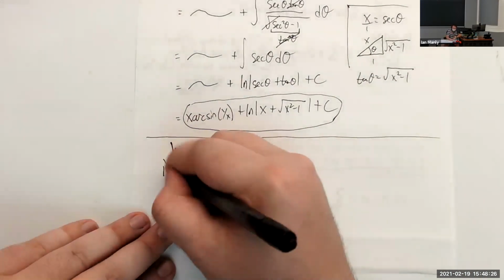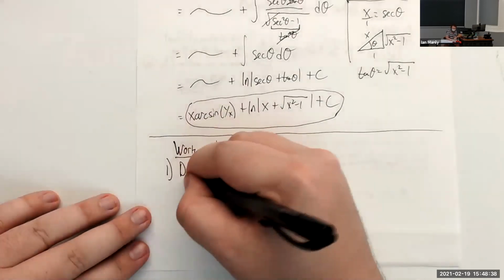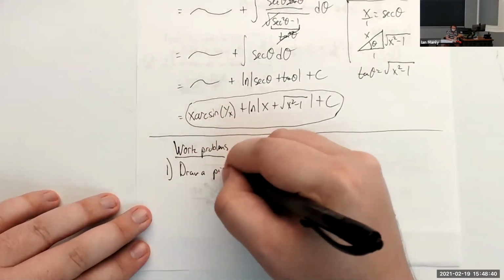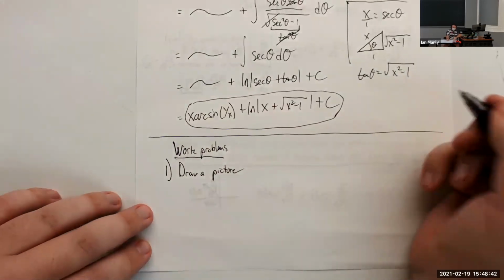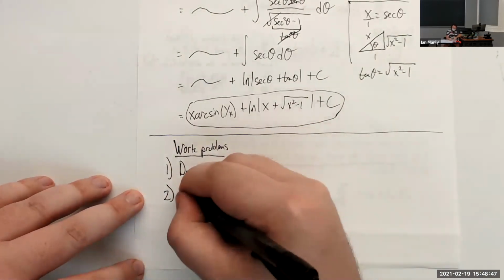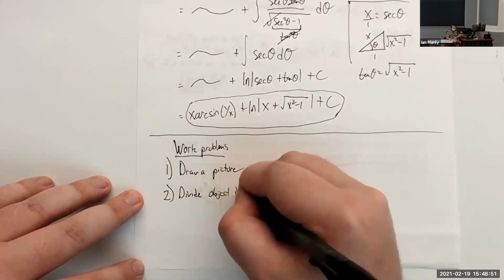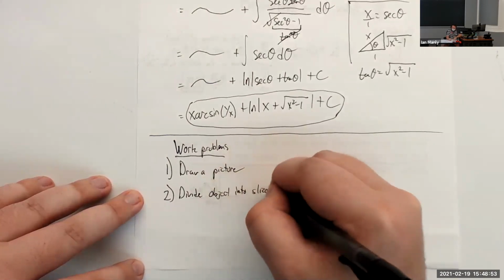So the first step, actually, let me ask you guys what the first step is. It's the first thing that I do every single time we get one of these problems. What's the first thing I'm going to say? Draw a picture. That's right. We're going to draw a picture. It'll be extremely helpful to draw a picture. Once we draw a picture, then we're going to divide the object into slices.